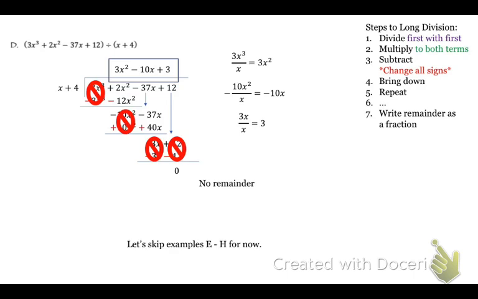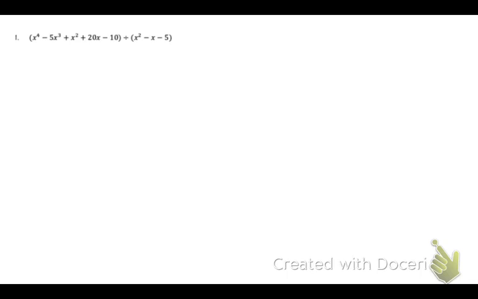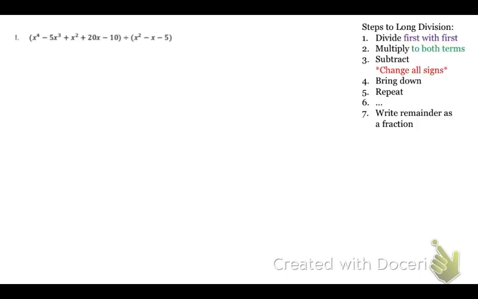Okay. Skip those examples for now. Let's go to this one. We're going to do it all the same exact way. So we have x to the fourth minus 5x cubed plus x squared plus 20x minus 10, divided by x squared minus x minus 5. So we're going to do x to the fourth divided by x squared is x squared, so that's going to go above our x squared term.